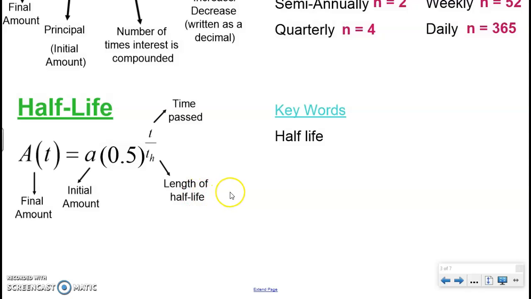And then half-life is one that you'll see either with the fraction 1/2 or the decimal 0.5, something that'll come up a lot in science. We have an initial amount, which is your little a, final amount is your big A. And then half-life, because we're cut in half. And then t is the amount of time that's passed, and t sub h is the length of the half-life.